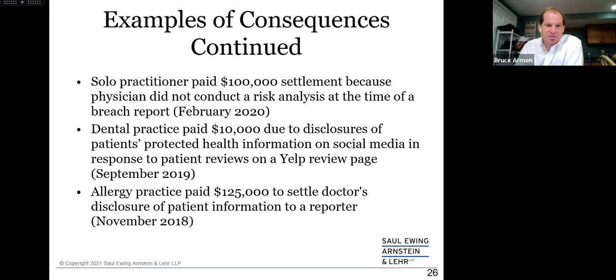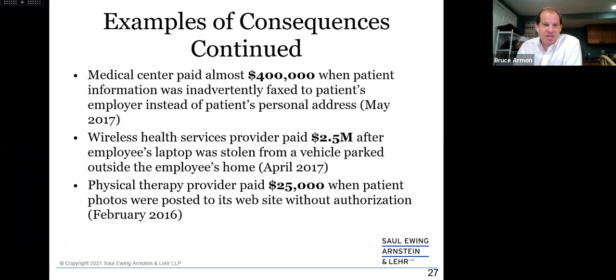Here are some more examples of situations. Again, these are real numbers, and it really has a consequence to Jersey Urology Group if these things happen, because this is coming out of the practice's revenue streams. So we really want to make sure that we're doing the right thing.